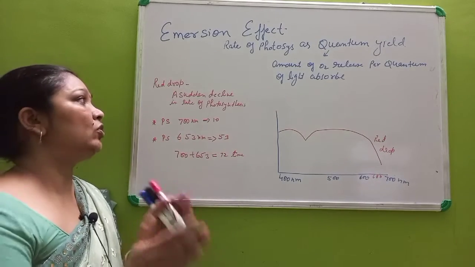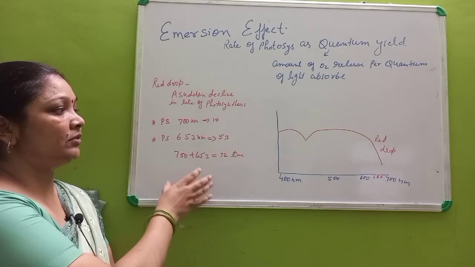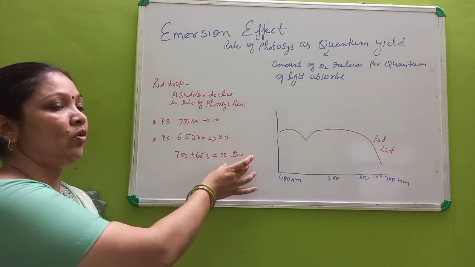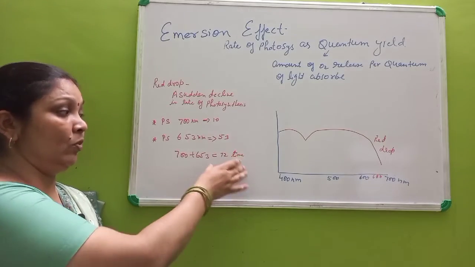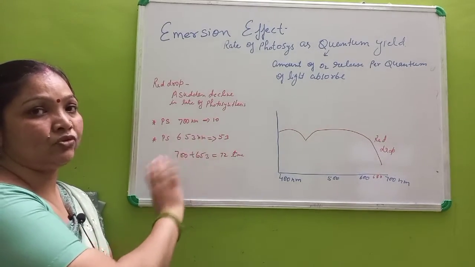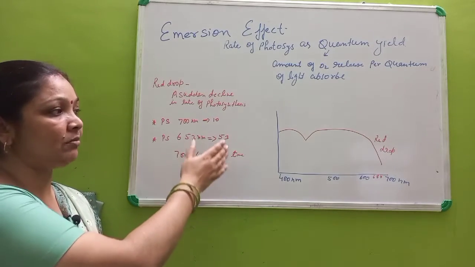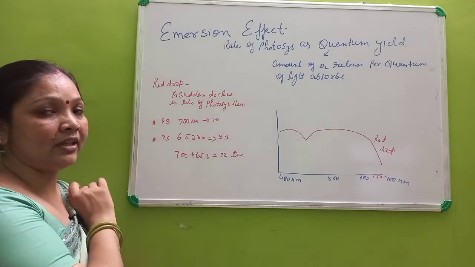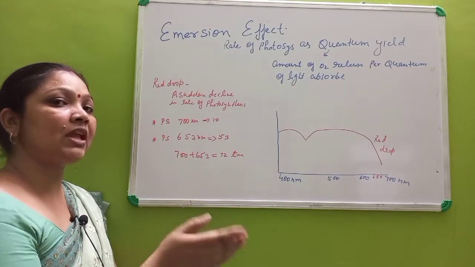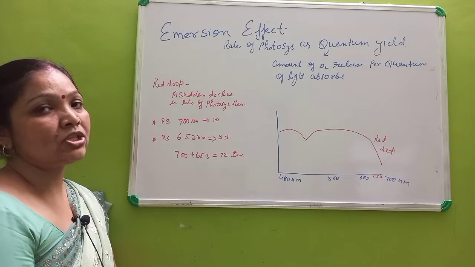So the first part of their experiment is that when we expose the plant in combination, then the quantum yield is more, and when we expose it separately to the two wavelengths, one long and one short, then the quantum yield is different. And the second thing that they concluded is the red drop, that after 680 nanometer there is a sudden drop in the rate of photosynthesis, and this is called red drop.